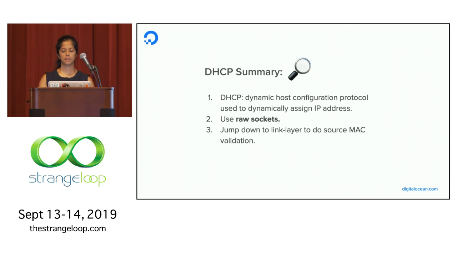Obviously, the full production-ready DHCP server was way more code than this, but for the sake of this example, I just wanted to point out two main things. One, we're using raw sockets, and two, we decided to use raw sockets and jump down to the link layer because we wanted to do source MAC validation.